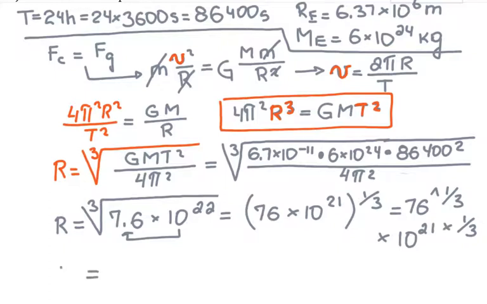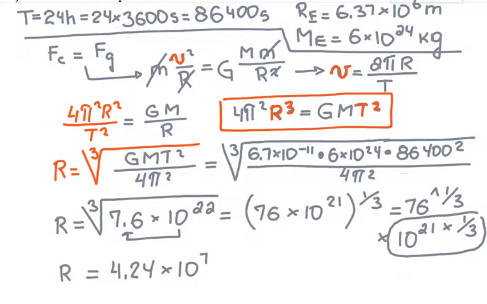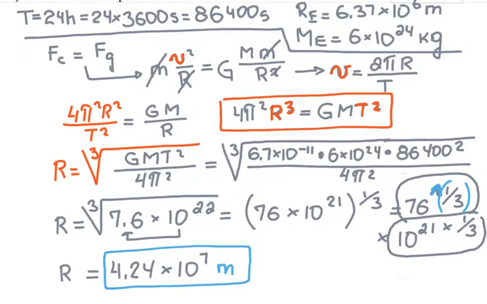So my final answer for the radius is gonna be 4.24 × 10^7. When you take 10^21 to the power of 1/3, it's the same as multiplying the exponent by 1/3, which gives you 7. And this one you have to take on your calculator to the power of 1/3. You probably want to put it in parentheses not to make a mistake. And that will give you meters. So that is the radius. This is how far the geosynchronous orbit would be for Earth.